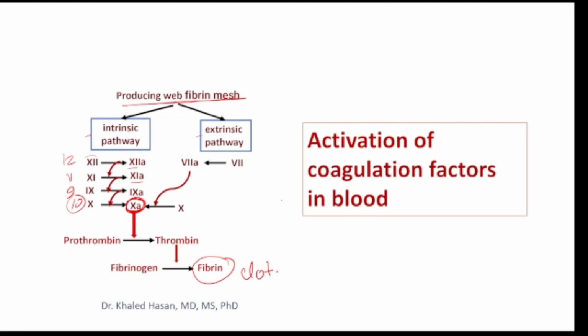So this is the intrinsic pathway. What happens with the extrinsic pathway? The extrinsic pathway starts from factor 7. Factor 7 will be activated, and activated factor 7 will enhance the conversion of factor 10 to 10A. This is a simple way to demonstrate the two pathways, extrinsic and intrinsic, of the coagulation pathway.